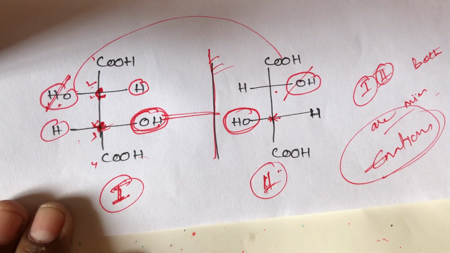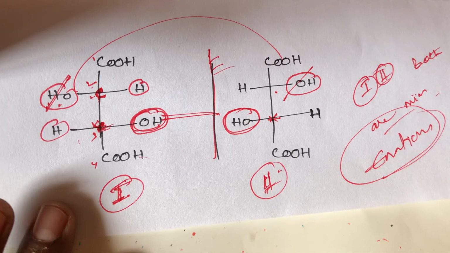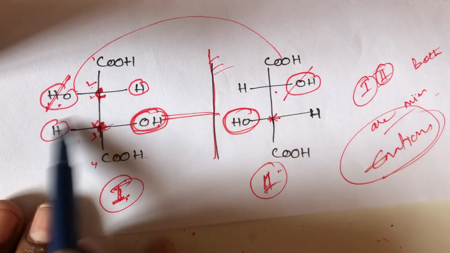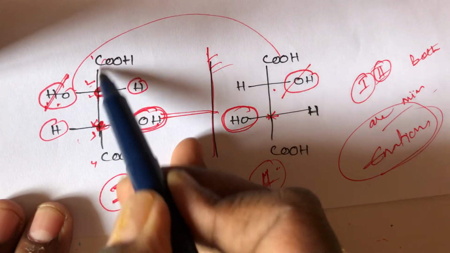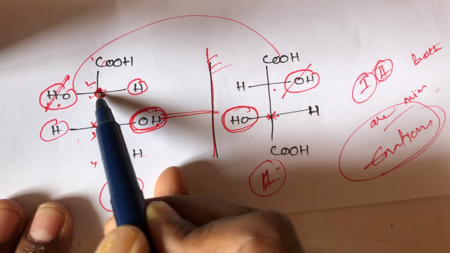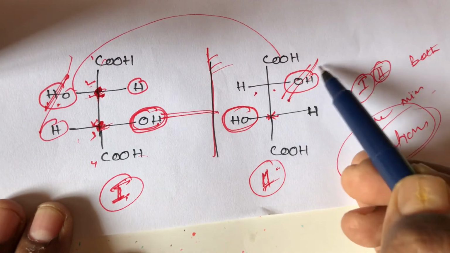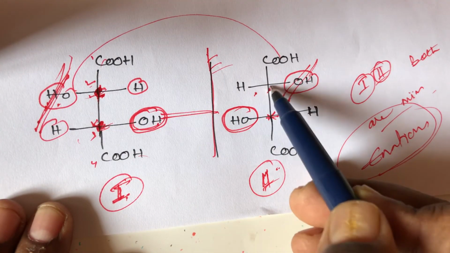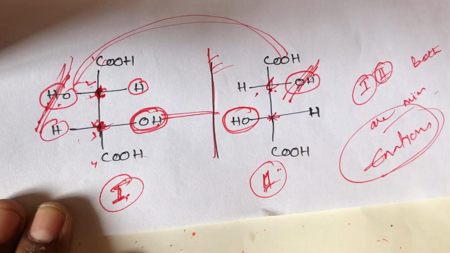So this is the simple trick, students. Now take tartaric acid. Here in tartaric acid two chiral centers are there. So structure 1 and structure 2 both are enantiomers. To identify whether they are enantiomers or not, find out whether the compounds exhibit mirror images or not. In the second carbon chiral center, the OH group is on the left hand side in the first compound, and in the second compound the OH group is present on the right hand side. So these both are mirror images of each other. So that's why these compounds are enantiomers.